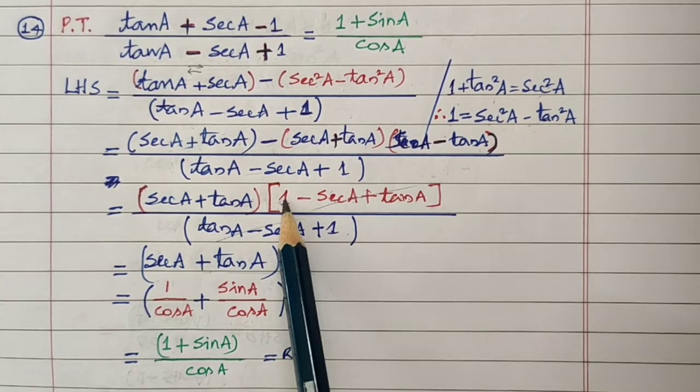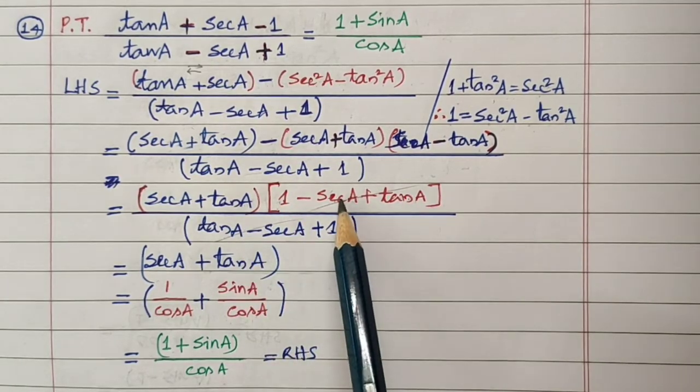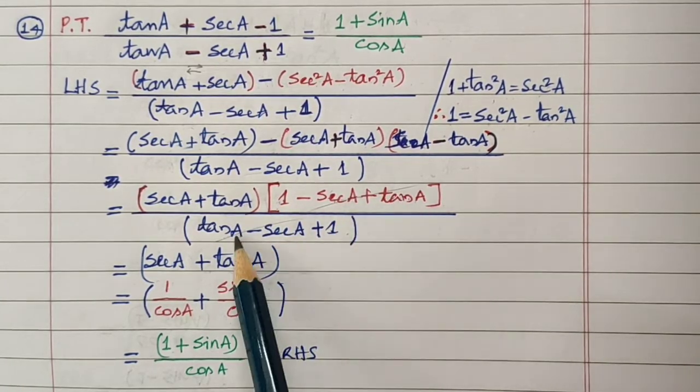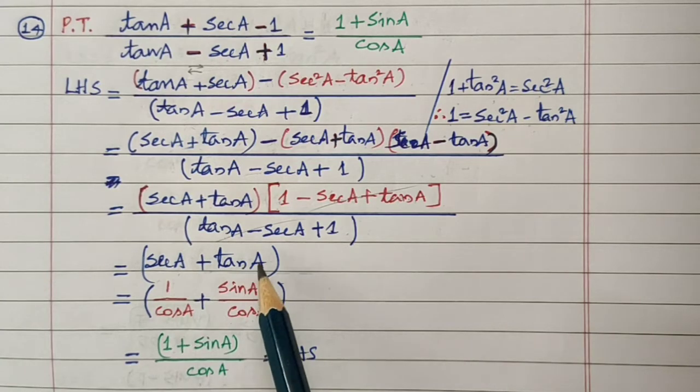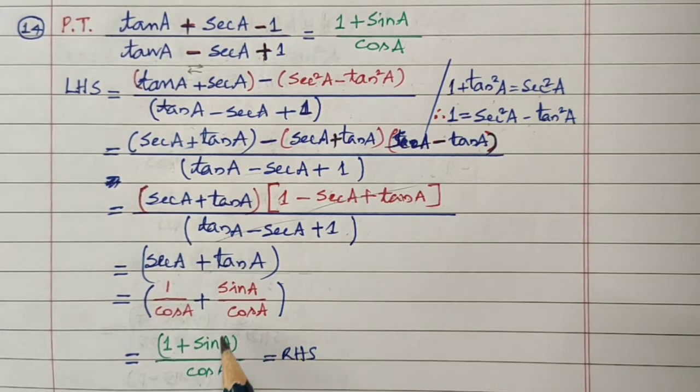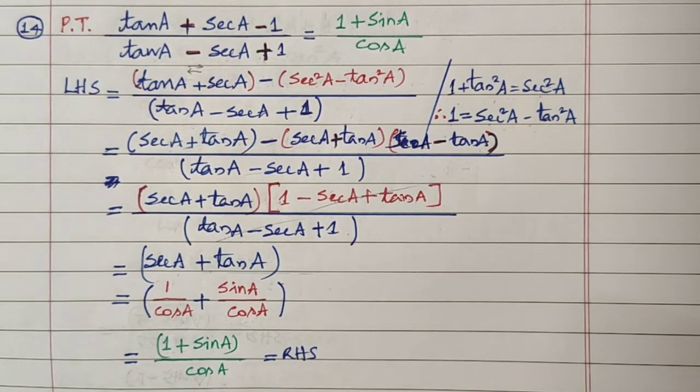Once you rearrange these two, this part of the numerator is equal to this part of the denominator. So we are left with secant A plus tan A. Convert the secant A and tan A into cos and sin. Once we have converted, take the LCM of cos A, we are left with (1 plus sin A) divided by cos A, which is equal to RHS.